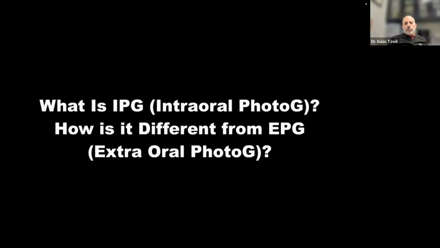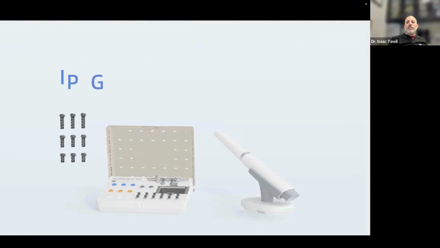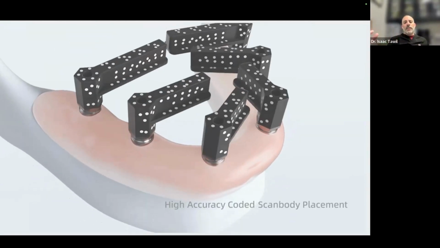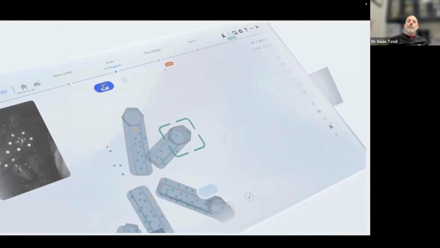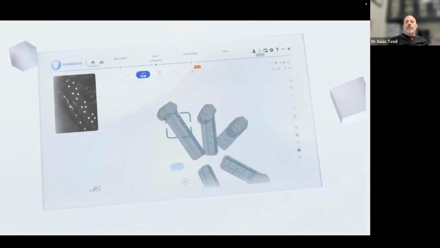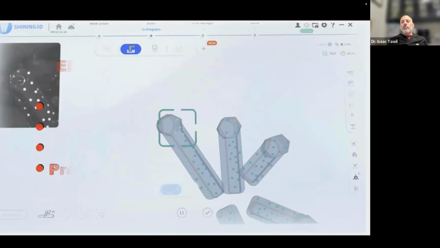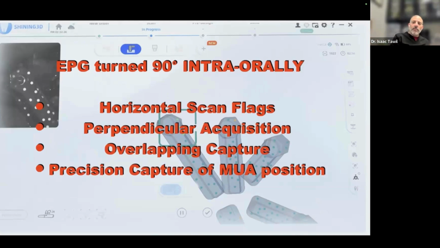And you'll see a case later on today that's an FP1. So what is intraoral photogrammetry and how is that different than extraoral photogrammetry? We developed this system using the intraoral photogrammetry system from Shining 3D, utilizing horizontal scan bodies. We place these horizontal scan bodies into the mouth and line them up towards the center to give ourselves the best area to capture overlapping data. It uses that same technology, and then we can do some really fun things once we have an intraoral scan in this data. So basically, we've taken extraoral photogrammetry and brought it in the mouth. We're turning it 90 degrees. Where we were extraoral with vertical scan flags, now we're intraoral with horizontal scan flags.